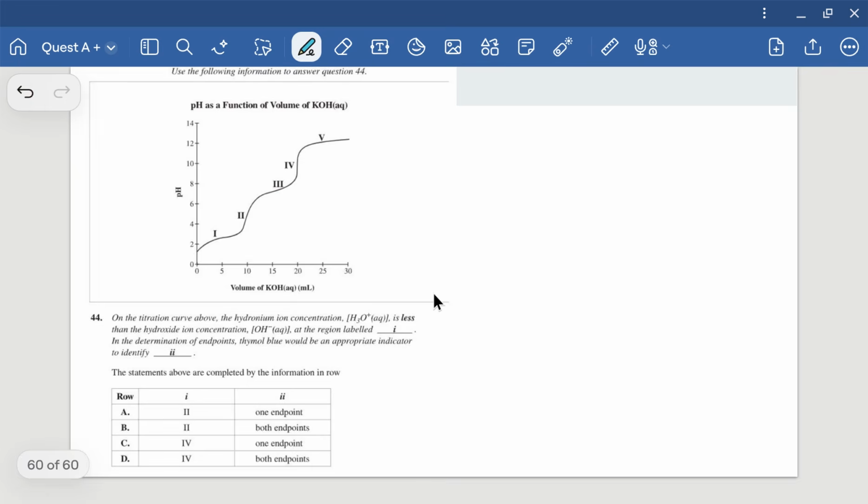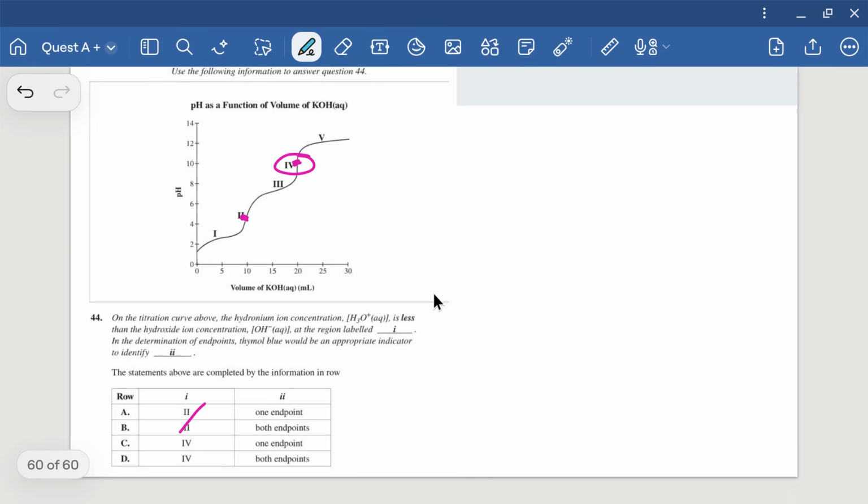And then this very last question here, we have a pH curve. We can see that we have something that is polyprotic because we have not 1, but 2 equivalence points. So asking about this on the titration curve, the hydronium ion concentration, H3O positive, is less than the hydroxide ion concentration at the regions labeled. So looking at this, we want to say it is less when the pH is greater, because that means we have more hydroxide, and that is going to be at number 10. So we need the pH greater than 7.